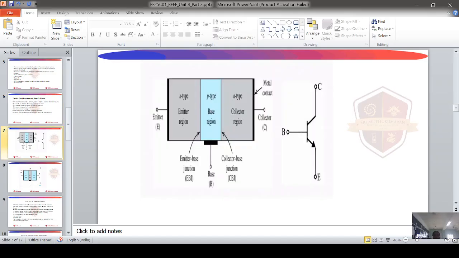These are the diagrams of the architecture of bipolar junction transistors. In an NPN transistor, the arrow mark is away from the base, pointing toward the emitter. In a PNP transistor, the arrow mark is towards the base.